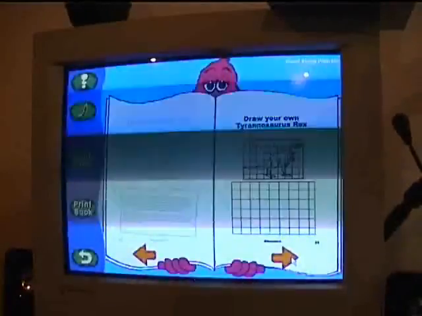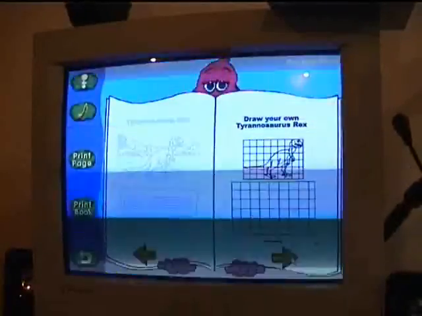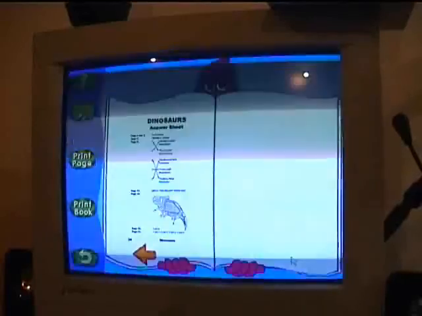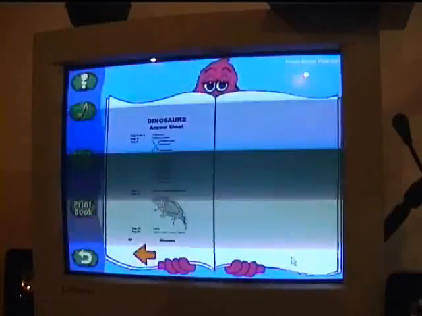Page 23. Draw your own Tyrannosaurus rex. Page 24. Dinosaur answer sheet.